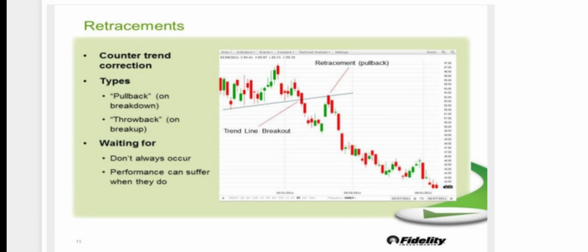Another way to look at this is the common way you've probably heard it. You've probably heard people say, I'm waiting for a pullback, or I'm waiting for a throwback to get in. This is exactly what people are referring to when they say things like that.